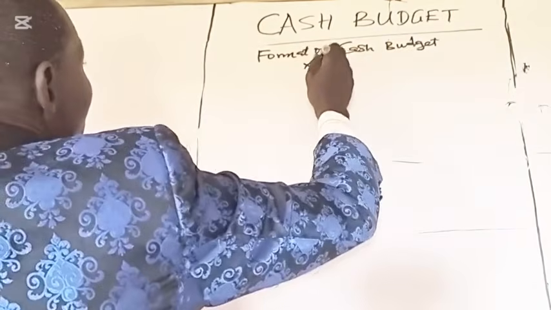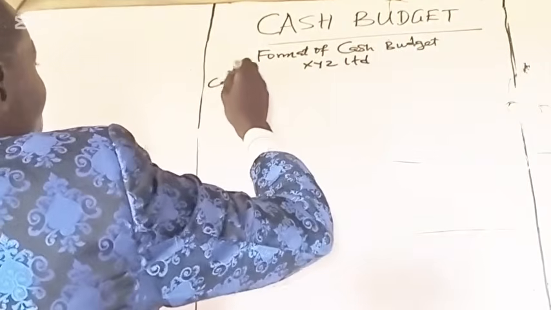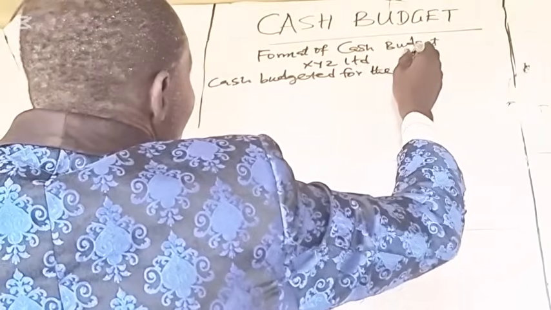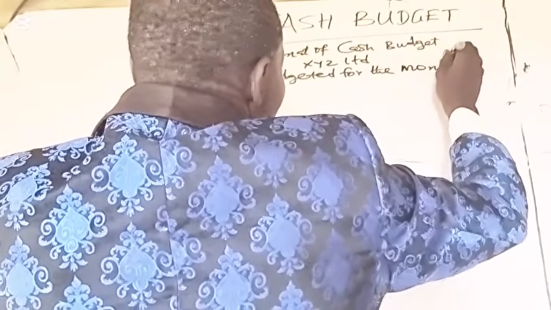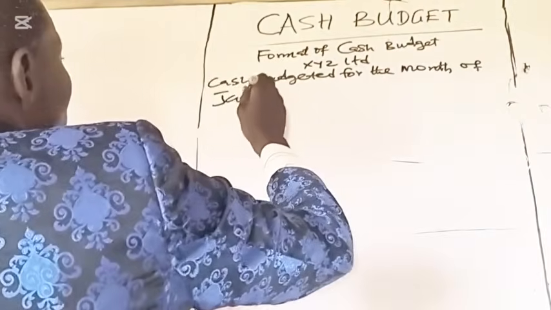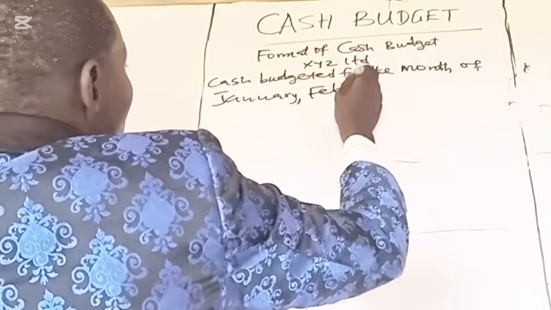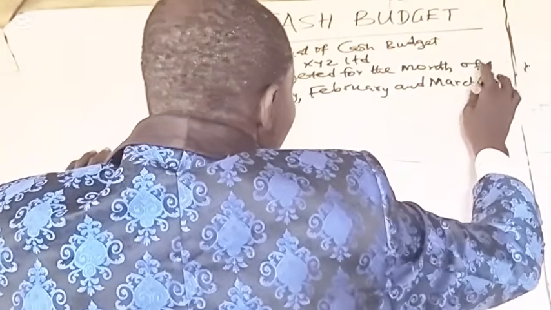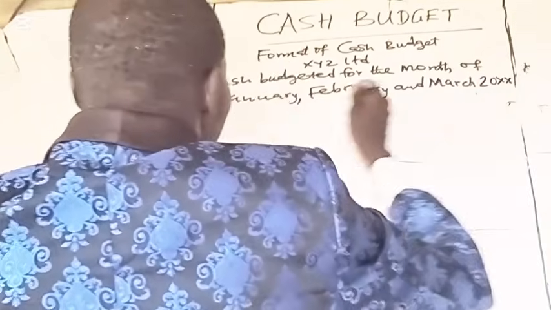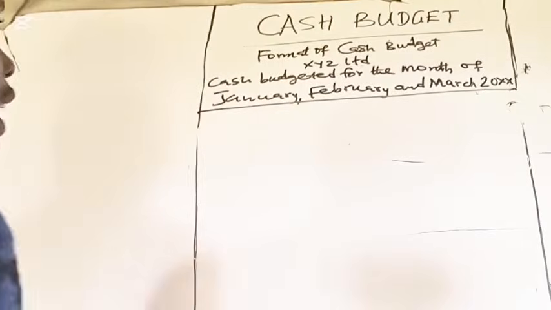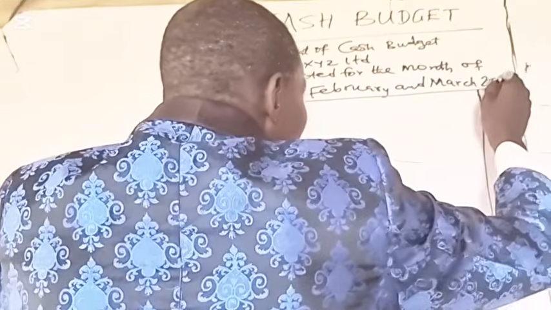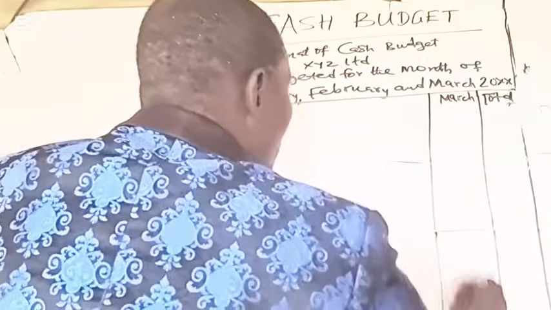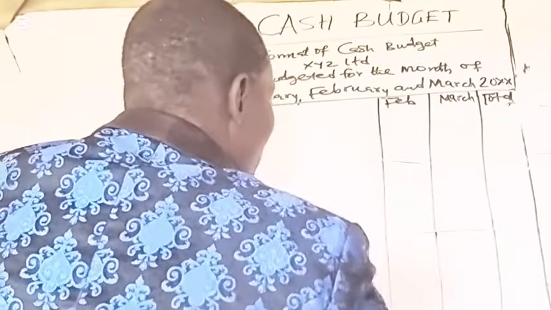So you write the title. Let me say XYZ Limited cash budget for the months of January, February, and March 20XX. So you state the periods covered by the budget: total, March, February, January.